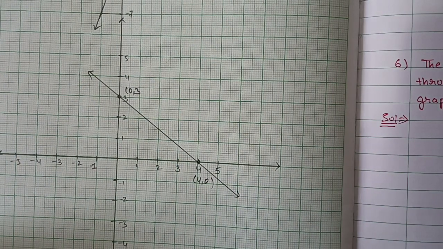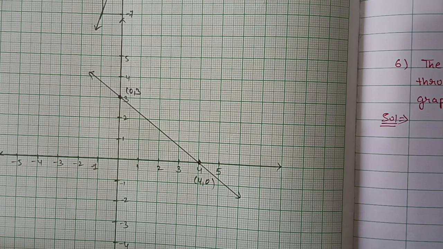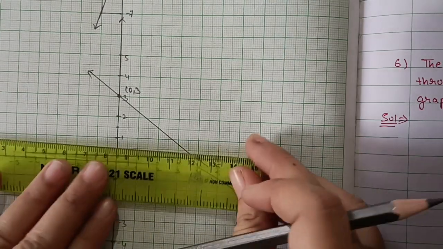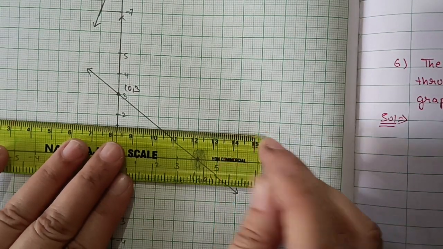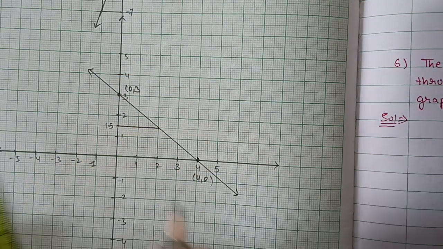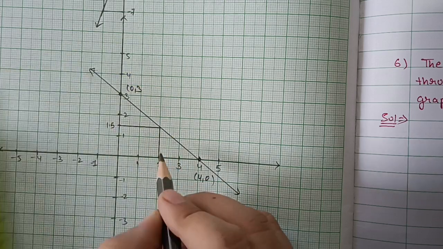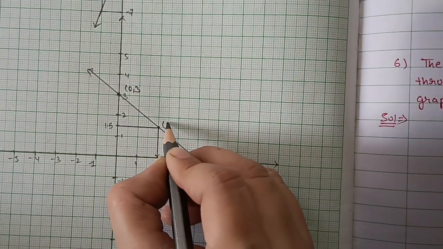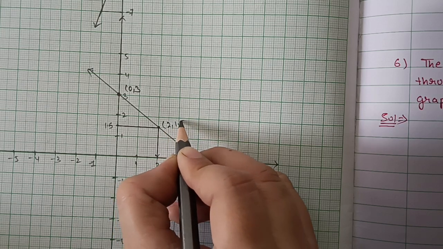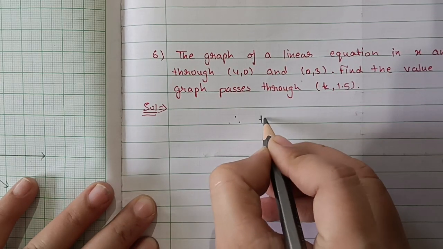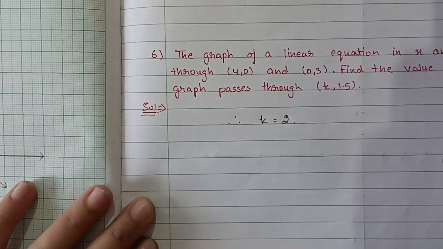Next we have to find out the value of k when it is passing through k, 1.5. So y value is 1.5. This is 1.5. So from 1.5 we will join and we'll see what is the value of x according to this. This is 1.5 and we'll check its value is coming here 2. So when 2, 1.5. Therefore, the value of k is equal to 2.